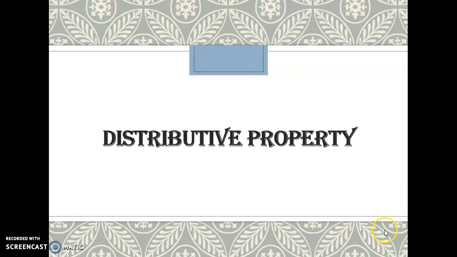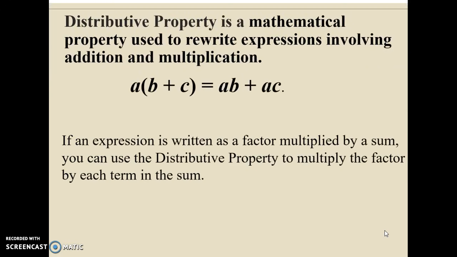Today we are going to talk about distributive property. Distributive property is a mathematical property used to rewrite expressions involving addition and multiplication. That's what the definition says. However, it mentions only addition. It can also be subtraction, but because every subtraction can be rewritten as addition of the opposite, the definition does not mention subtraction.